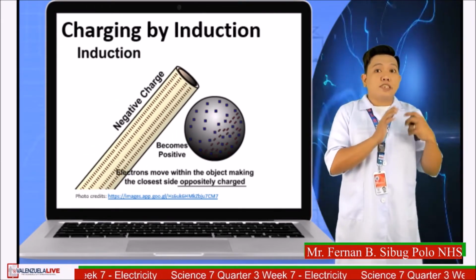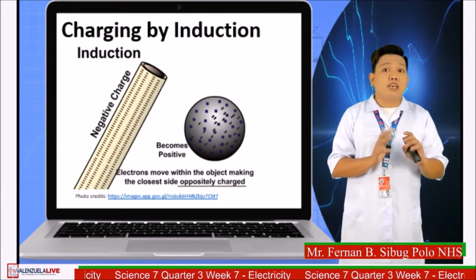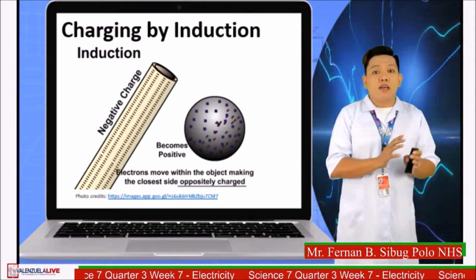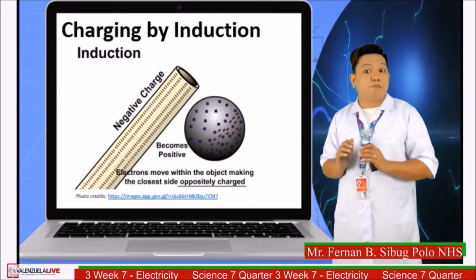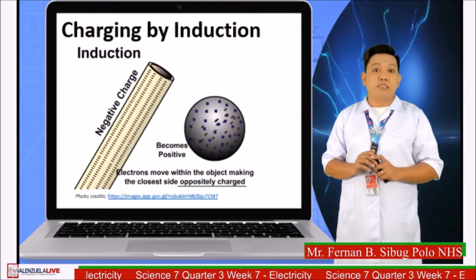The charge inside the neutral material separates into positive and negatively charged. As shown in this example, a negatively charged rod is brought near a neutral metal sphere. Take note that it doesn't touch the metal sphere.